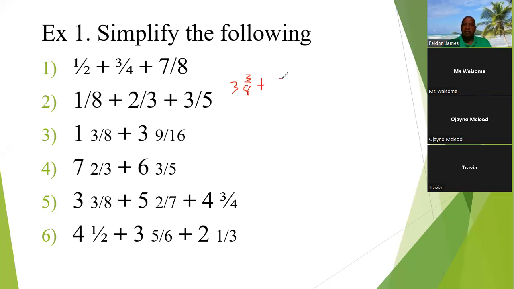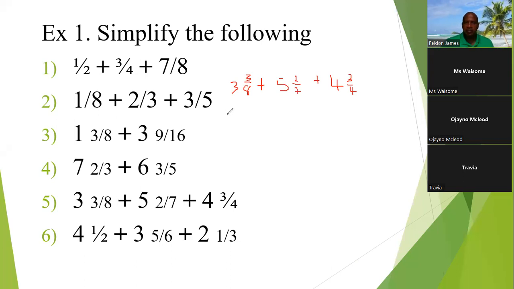Plus 5 and 2/7. Plus 4 and 3/4. Now, what you want to do here, Ms. Waysome, you're going to decide which way you're going to work it. Are you going to convert to improper, or are you going to... No, sir. What I did was group all the whole numbers. So the 3, 5, and the 4.